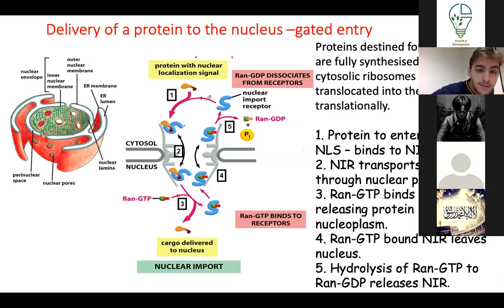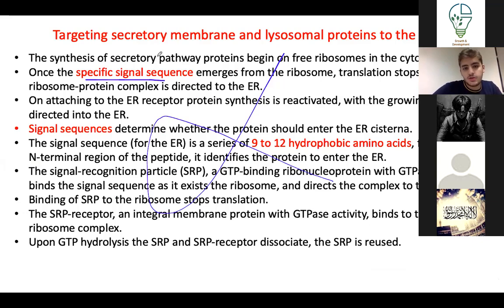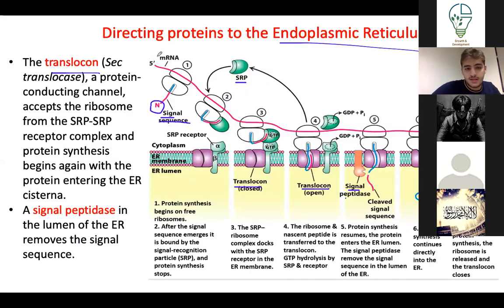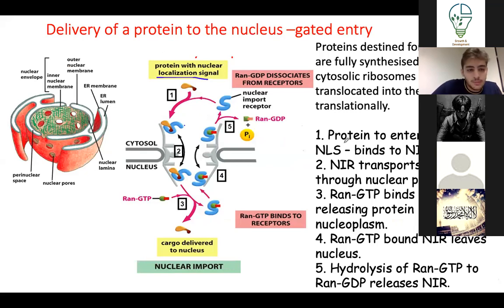So here what happens is you have a sequence of polypeptides after its translation, and these polypeptides have something called a nuclear localization signal, which is the same thing as a specific signal sequence. They just called it nuclear localization signal, or NLS. Why? I don't know. They just called it that. You can call it the signal sequence, that's 100% valid. So the nuclear localization signal binds to importin, or as it's called, the nuclear import receptor.